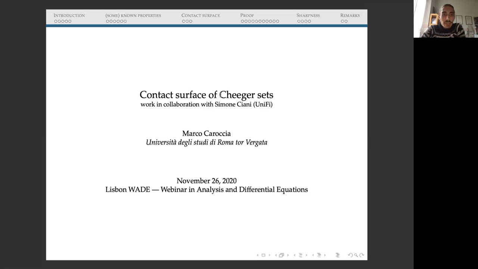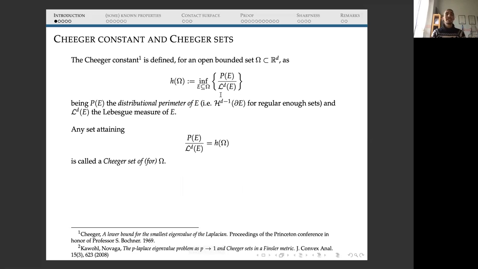So today I would like to speak to you about a joint work with Simone Ciani, who is a PhD student at the University of Florence. And it involves the contact surface of Cheeger sets. Okay, so let me immediately introduce you to the ingredients of the dissertation.